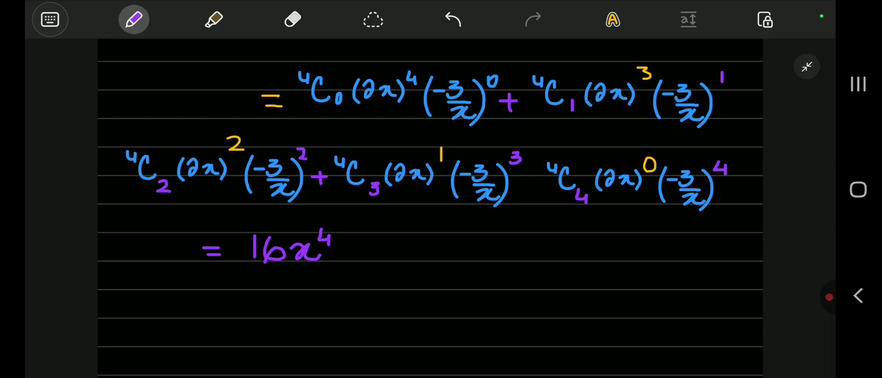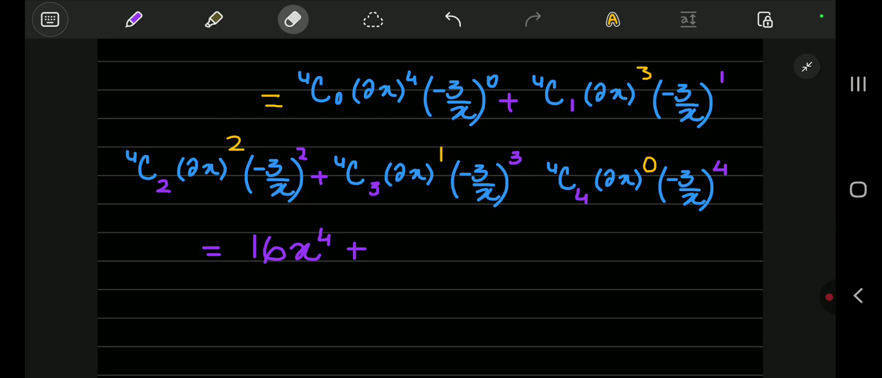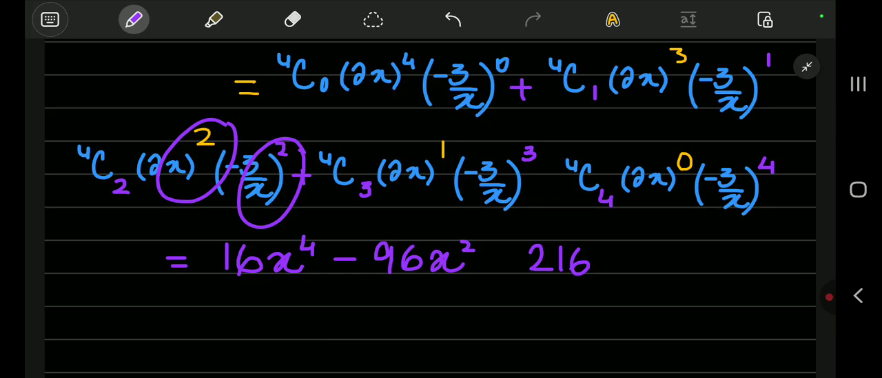Okay, then the second term, after simplification, will give you an x square term, and that would be 4 times, 4C1 is 4, 2 cubed is 8, times minus 3 will give you a negative number, so it gives us minus 96. The x in the denominator will be cancelled with x cubed, so we'll be left with x square. Then the third term: 4C2 is 6, so 6 times 2 squared is 4 and then 9, so when you multiply these you'll get 216. Also you'll be getting x square in the numerator and x square in the denominator, so they will be cancelled, and you're just left with plus 216.